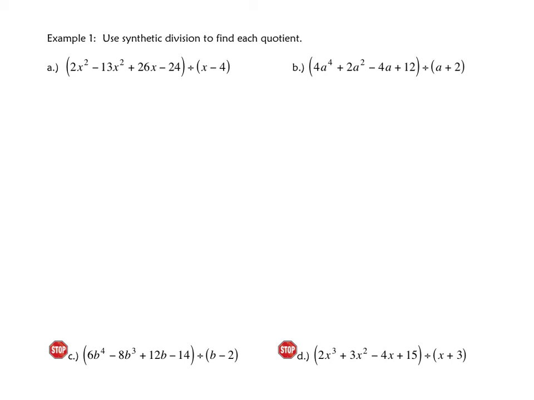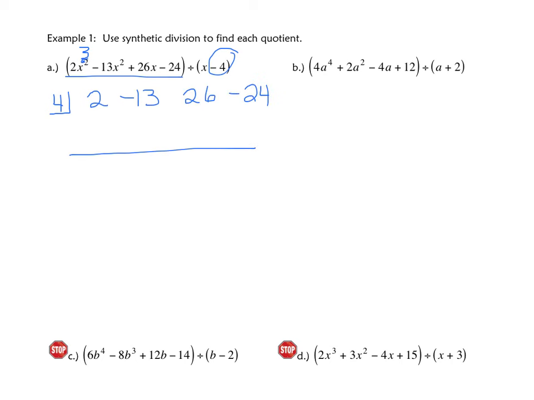Okay, so example 1, we are taking 2x, and this should be a 2x cubed. I apologize for that, not a 2x squared. It's 2x cubed minus 13x squared plus 26x minus 24, and we're dividing by x minus 4. Always take the opposite of whatever this is. So if it's minus 4, we put a 4 on the outside, and then we write the coefficients of our dividend, this polynomial out here. The first number is 2, negative 13, 26, and negative 24.